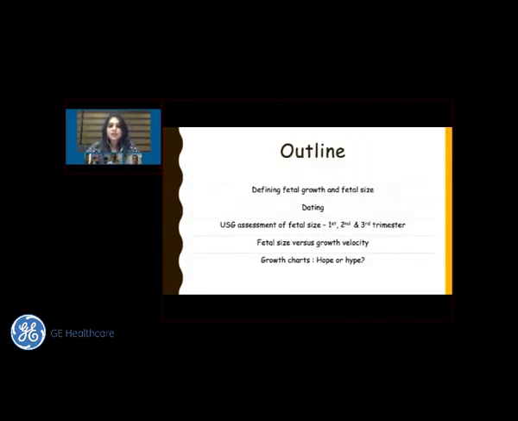So the outline of my talk today in this webposium: we would go through certain basic definitions of fetal growth and fetal size, accurate dating, rules of dating, ultrasound assessment of fetal size in the first, second, and third trimester, and how they are different in each trimester. Fetal size versus growth velocity. This is a very important concept because the next two talks and the whole panel and management of fetal growth restriction would depend on fetal size versus the growth velocity.